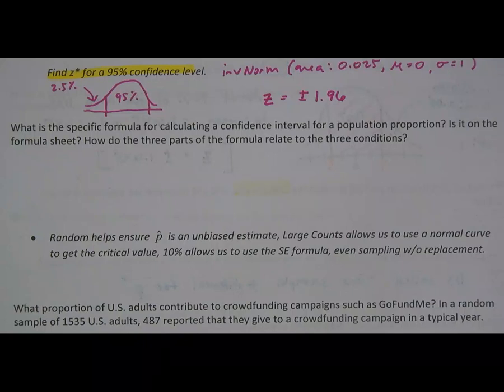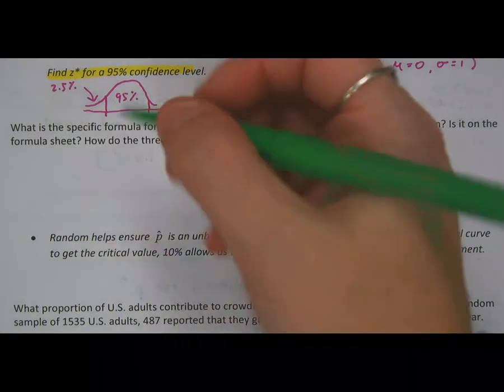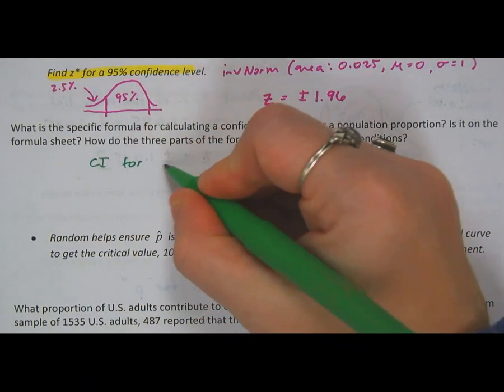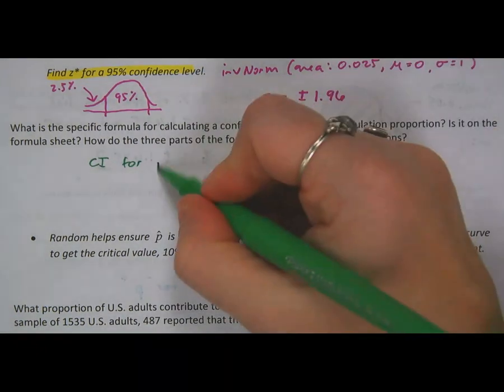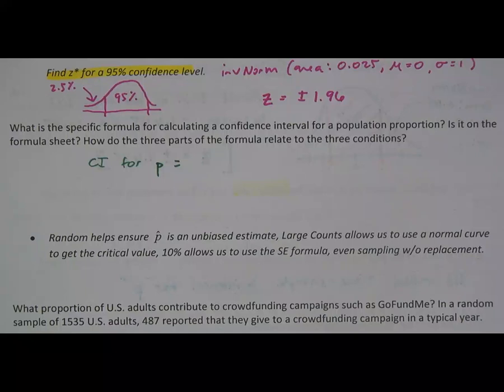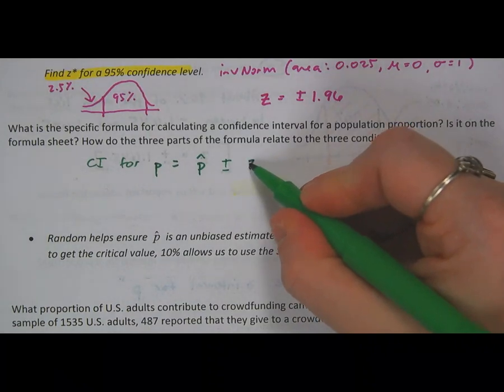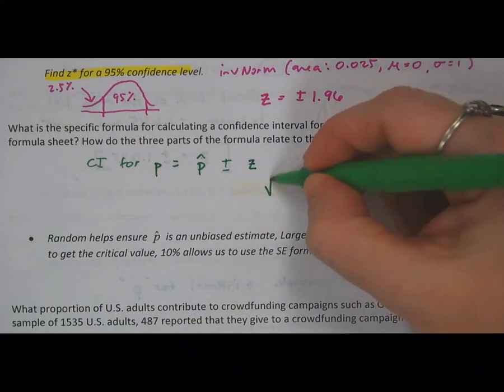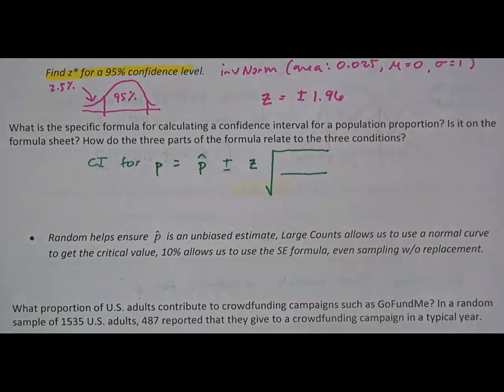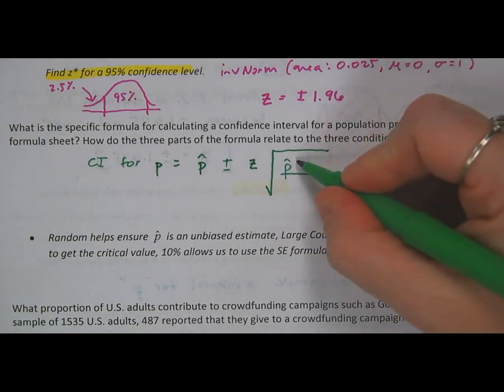All right, what's the specific formula for calculating a confidence interval for a population proportion? Is it on the formula sheet? Kind of. It's the one that says statistic plus or minus critical value times standard error. The statistic is p-hat, plus or minus the critical value times the standard error of the statistic, which is technically embedded in your formula sheet, which I showed you at the top of the page.